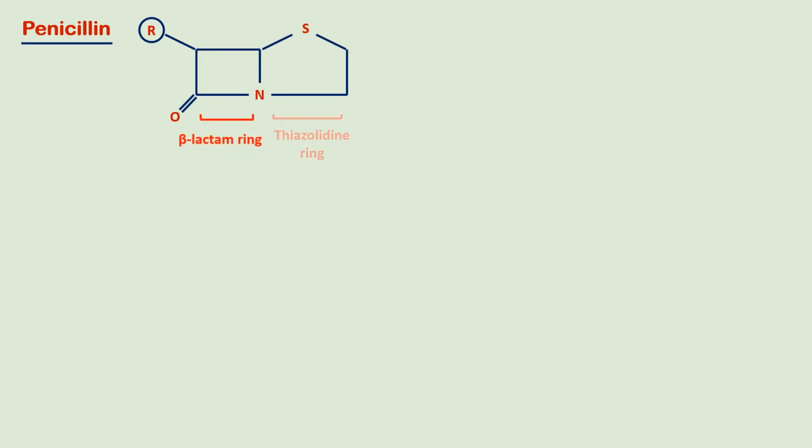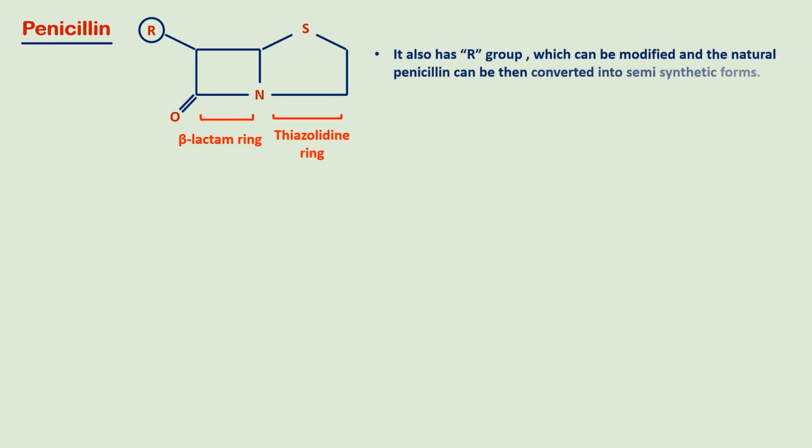First, let us have a look at the structure of penicillin. As mentioned earlier, they have a beta-lactam ring and a thiazolidine ring having a sulfur group, which is responsible for the hypersensitivity reactions associated with penicillin. It also has an R group, and this R group can be modified and the natural penicillin can be converted into semi-synthetic forms, as well as modified such that they become protected from beta-lactamases and gastric acid.